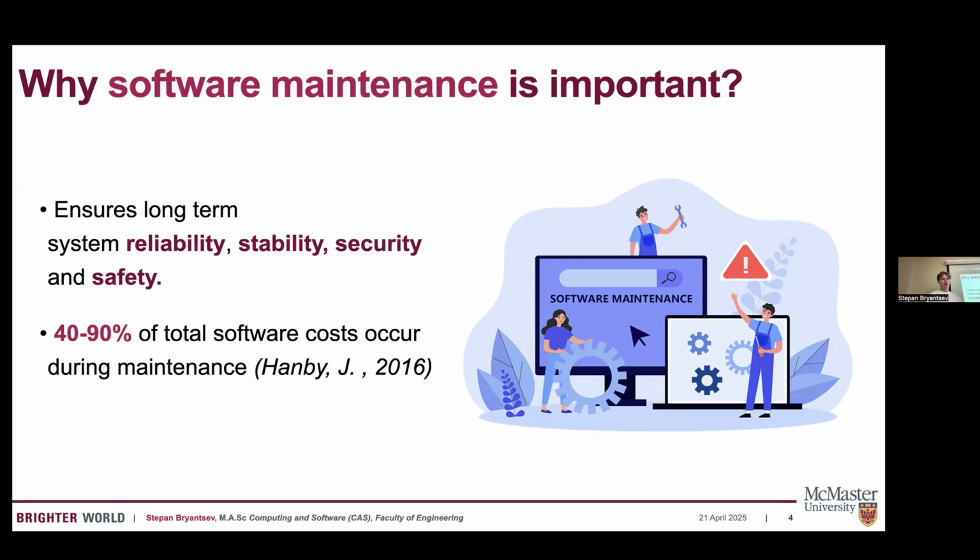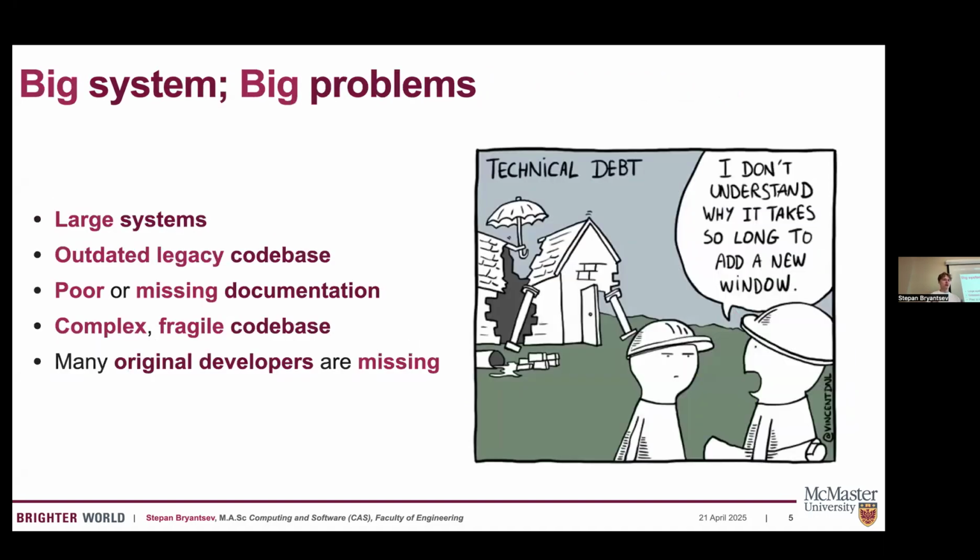We are not able to support each and every challenge, so we are focusing mostly on big systems and big problems. So our main focus is the large systems with outdated legacy code base, with poor or missing documentation, complex fragile code, and systems where we have many original developers missing. So we have this problem that a lot of information is missing. We need to recover some knowledge.